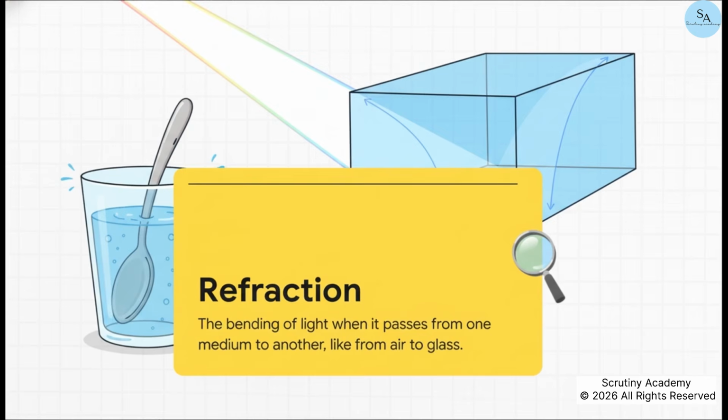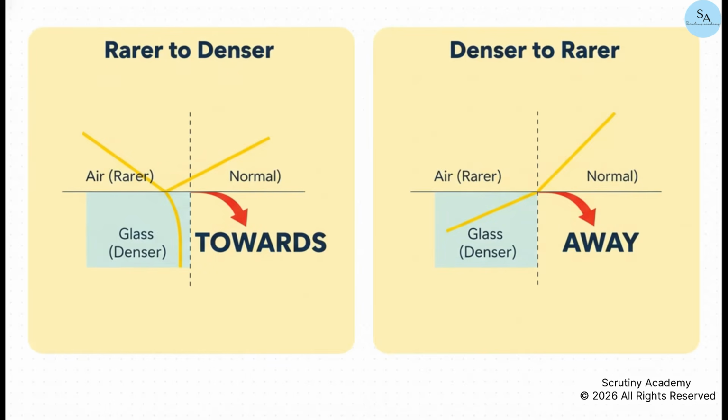Refraction is just the fancy word for light bending, and it happens anytime light travels from one substance, say air, into a different one, like water or glass. This change in the medium forces the light to take a little turn. Now check this out. There are really only 2 rules you have to remember for this. When light goes from a rarer medium like air into a denser one like glass, it bends towards an imaginary line we call the normal. And when it goes back out, from denser to rarer, you guessed it, it bends away from the normal.